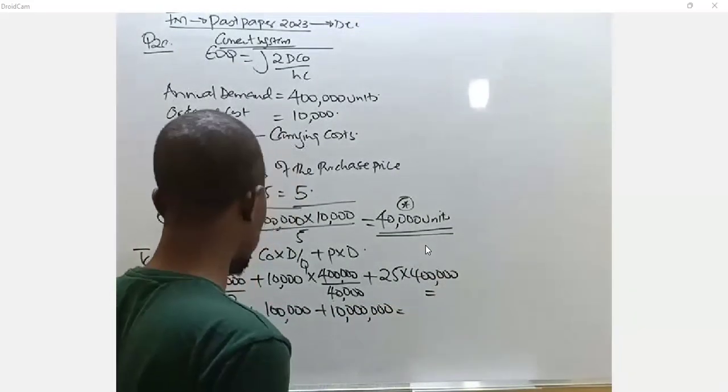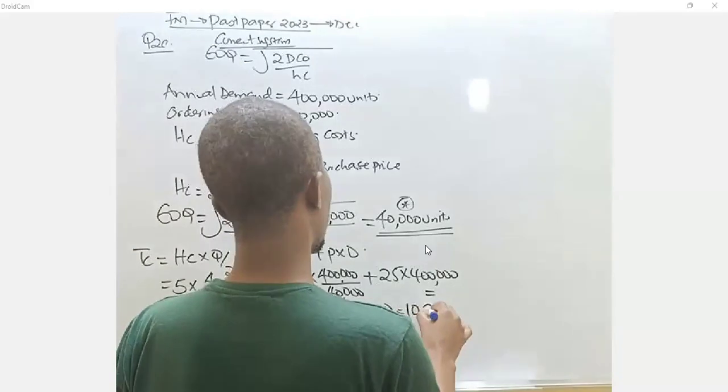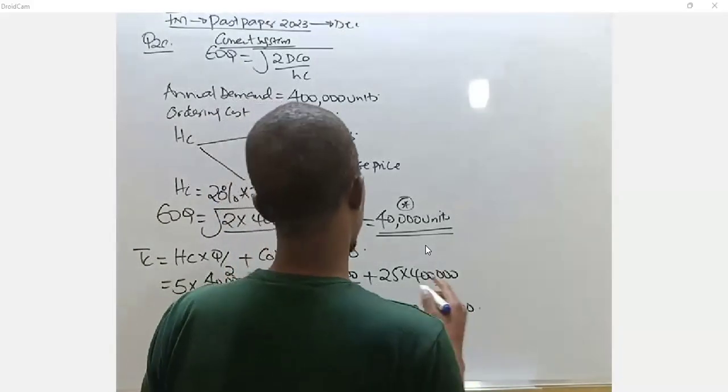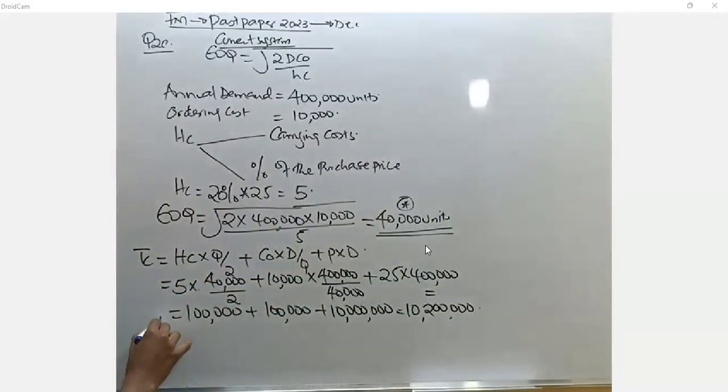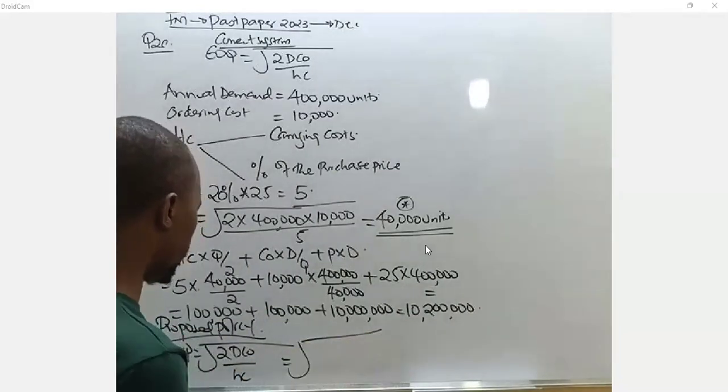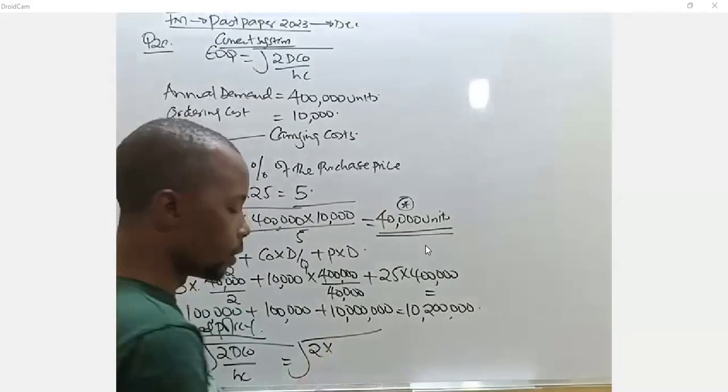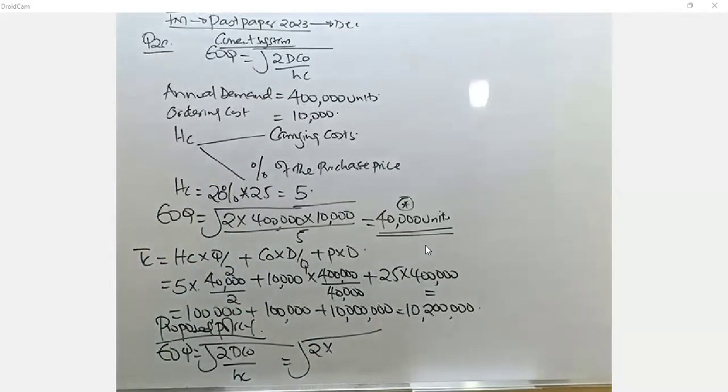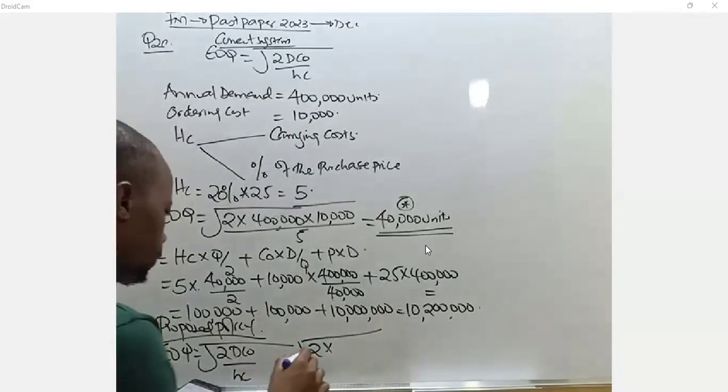So 10 million plus, it should be 10,200,000. Then from there, we come to the proposed policy. You do the EOQ again, right? 2DCo, we divide by H, C. In this case, when you look at the annual demand of the proposed, how much is it? When I look at it here, the annual demand still remains at 400,000.